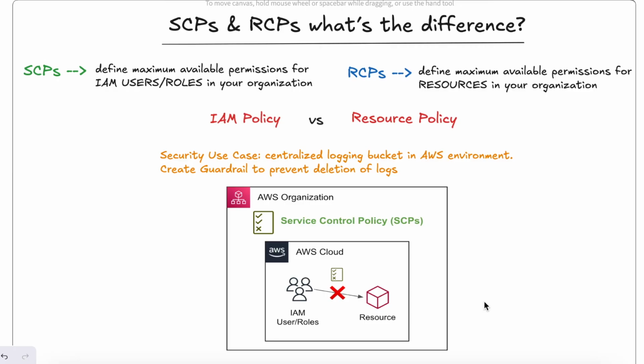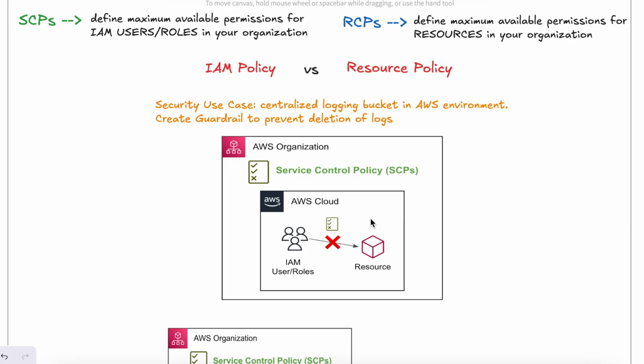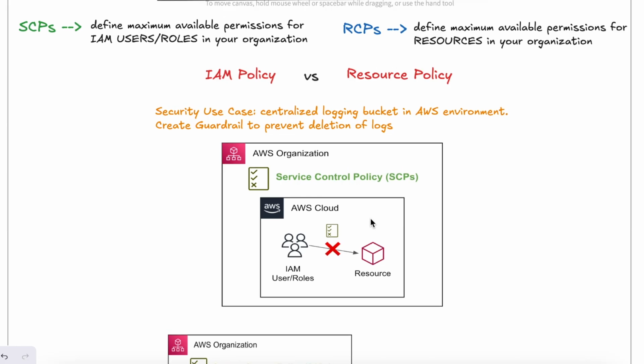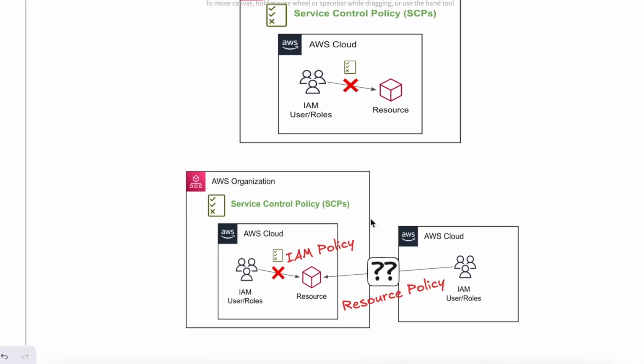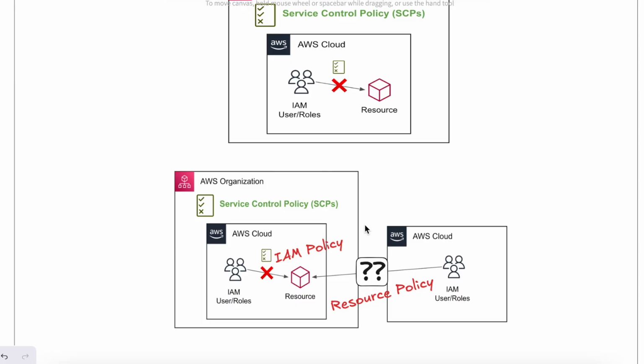Okay, now you must be thinking, if the SCPs are working as expected, why do we even need an RCP? If SCP is doing this job, why do we need to define a resource control policy? So here's something to think about. What happens if someone adds a bucket policy or a resource policy to allow access to this logging bucket from a completely different AWS account? Since that external user is not part of your SCP scope, would the SCP deny that external user's access?